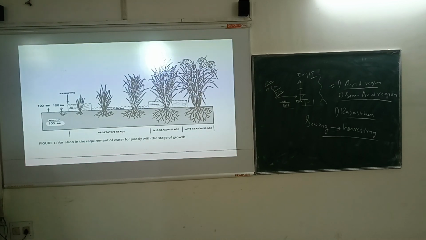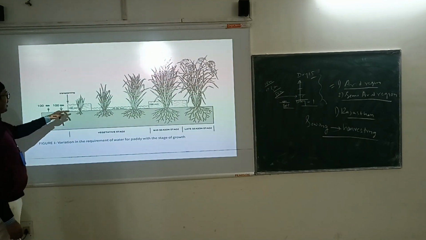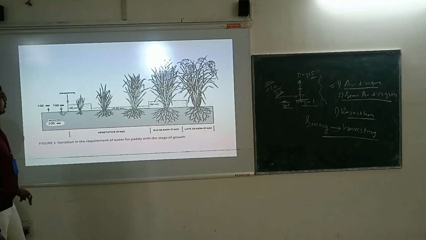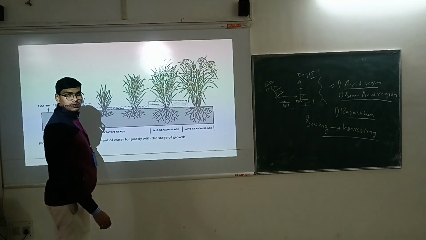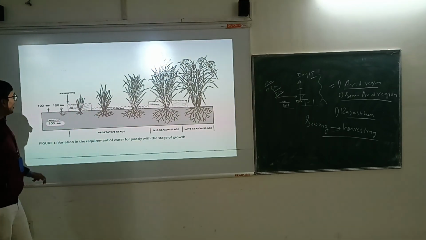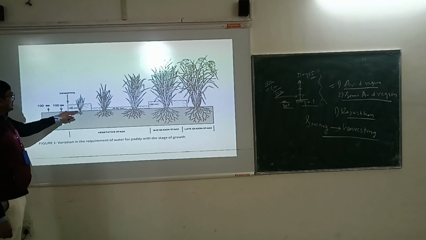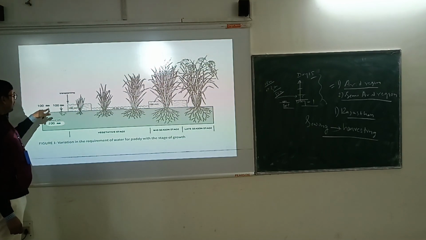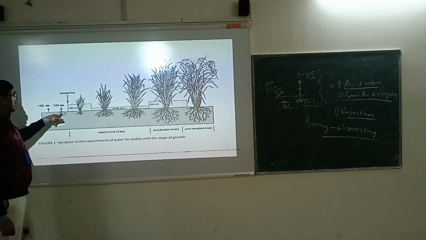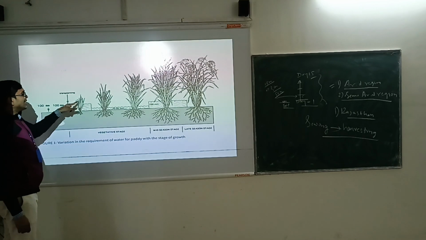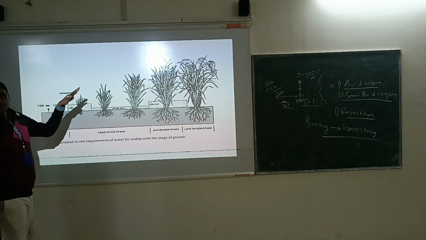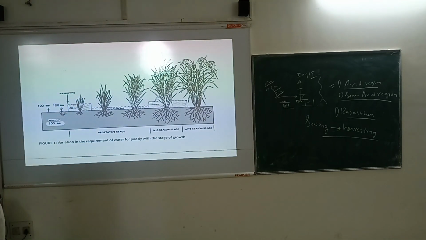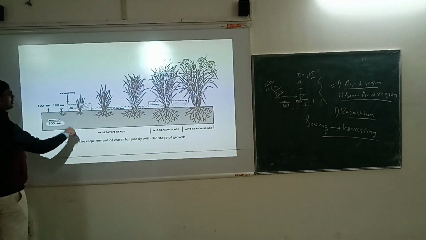Now see the variation in the requirement of water for paddy with the stage of growth. That means the initial stage, when we have put the crop, and then it is developing or growing, in a stepwise manner. So first, suppose 100 mm water is required.